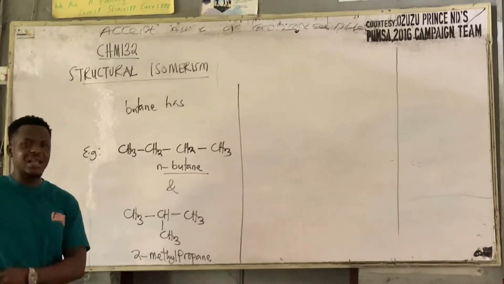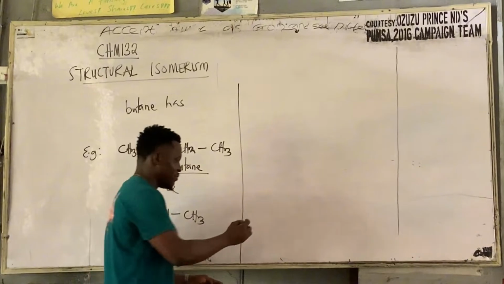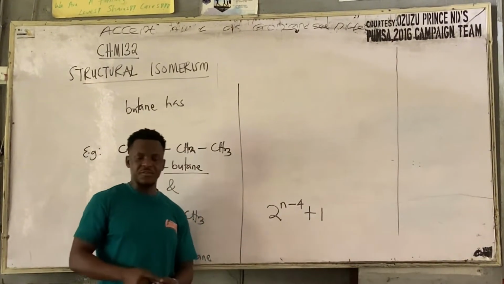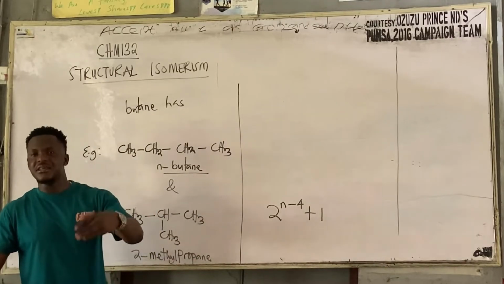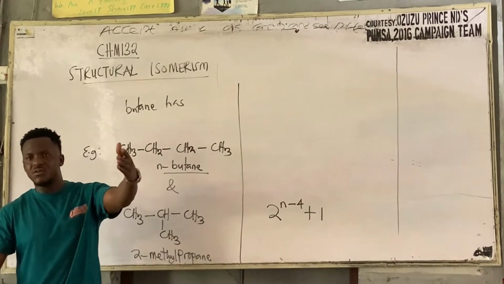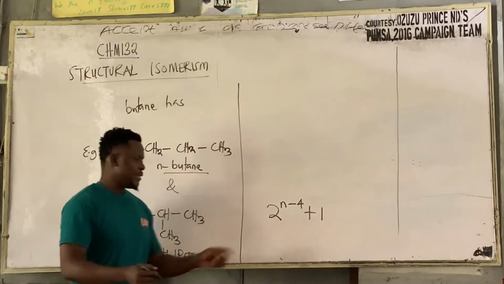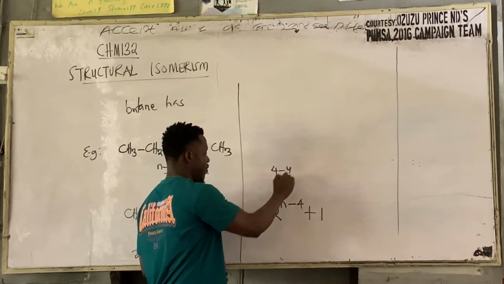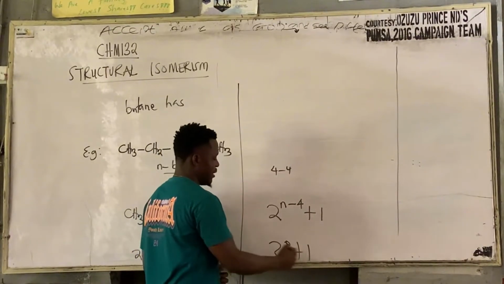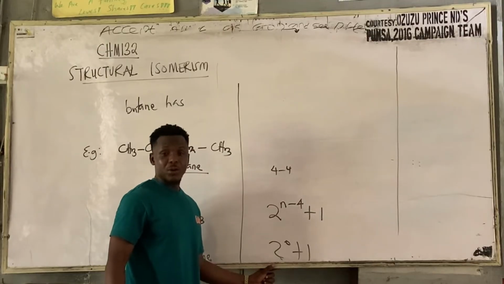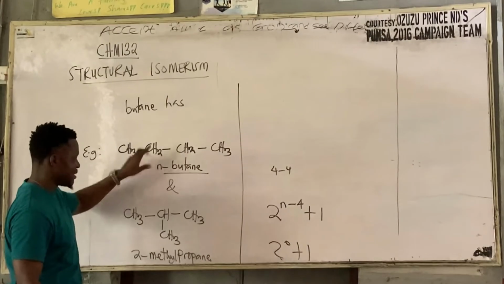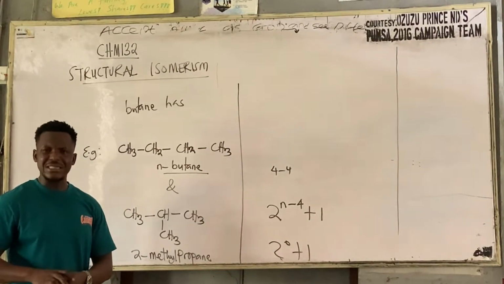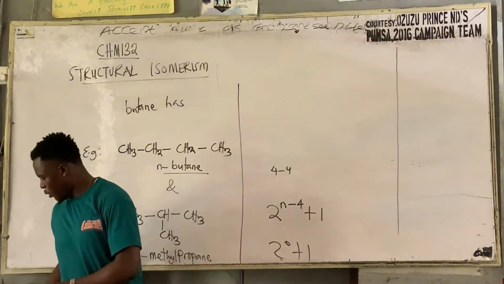Pentane has three. There's a formula we used to use back then, right? But the formula has a lot of deficiencies. It's no longer accurate from, I think, 7 or 8 carbons, 8 carbons, yeah. Here n simply means the number of carbon atoms present. For butane it is 4, and 4 minus 4 is 0. So 2 raised to the power of 0, plus 1. 2 raised to the power of 0 is 1, plus 1. So butane has two isomers, this and this. It works for butane, it works for pentane, it works for hexane. I think from octane, it's no longer working.